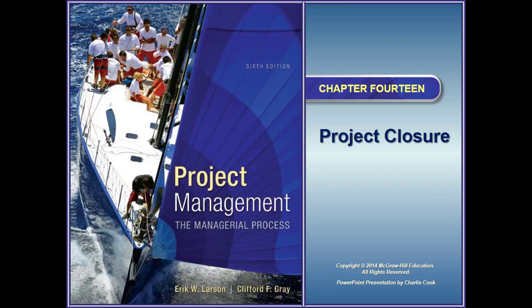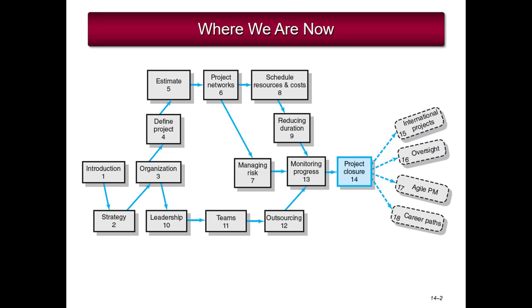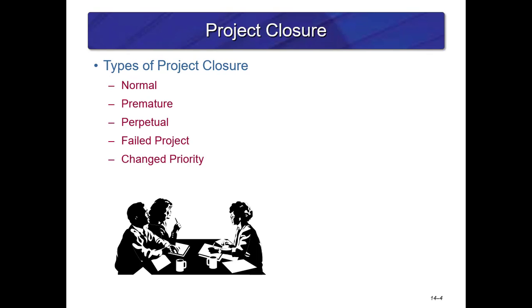We are now on chapter 14 and the topic is project closure. Looking at our textbook map, we have completed chapter 13 and we will have 4 additional chapters to cover before the end of the class. This slide shows an example of the different types of project closure: normal, premature, perpetual, failed project, and a changed priority.